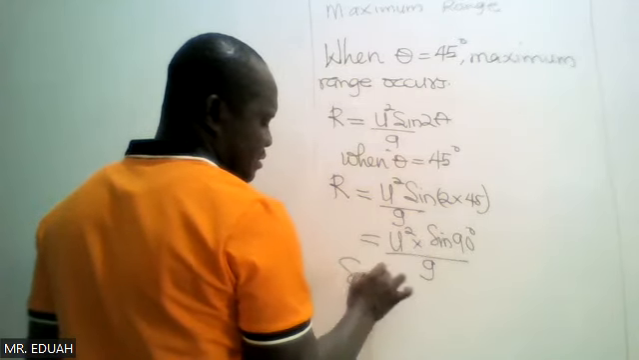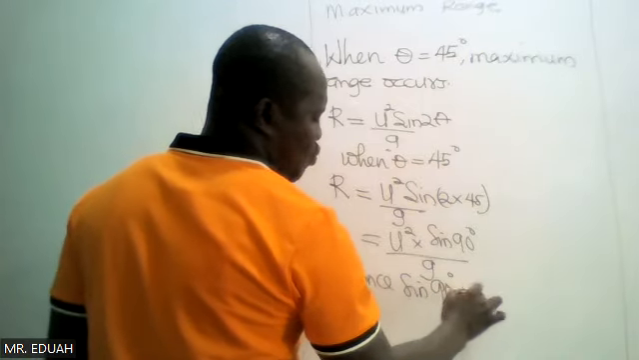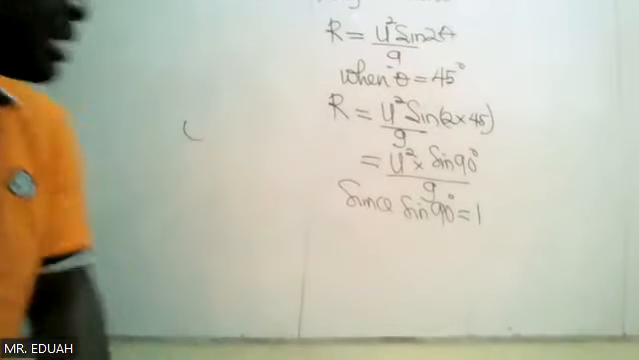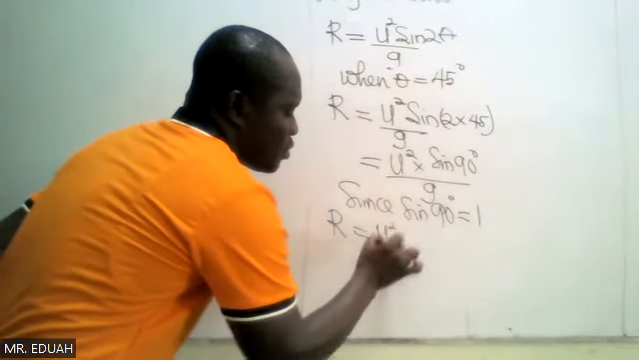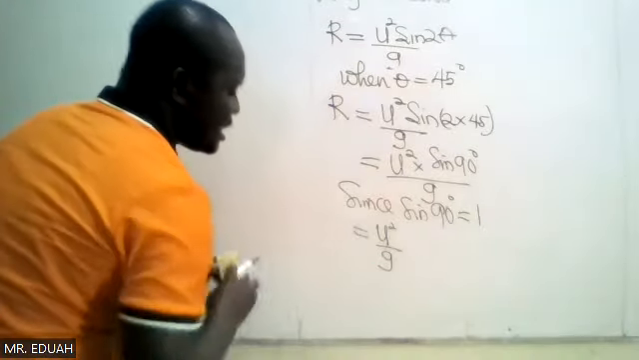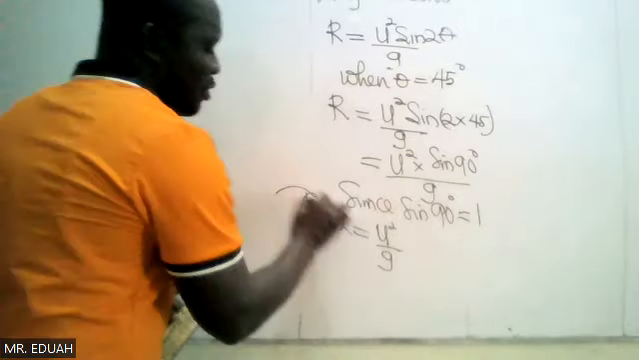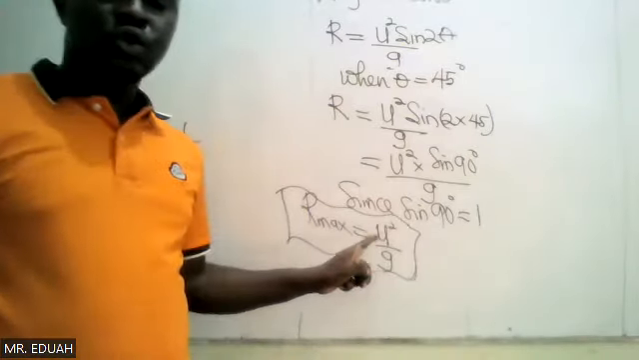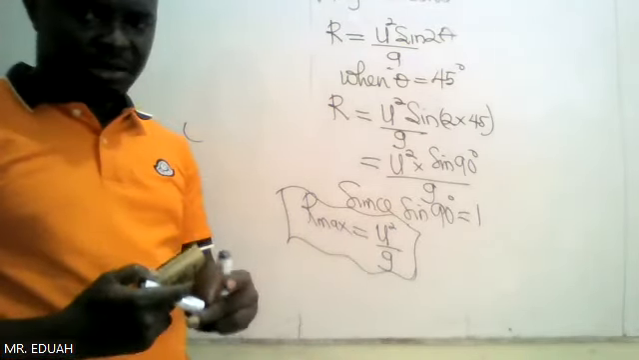And since sine 90 degrees is equal to 1, then it means that R is equal to u squared over g. And class, this is the relation for maximum range. So when you want to calculate the maximum range, it is simply equal to u squared, the square of the velocity of projection, divided by gravity.